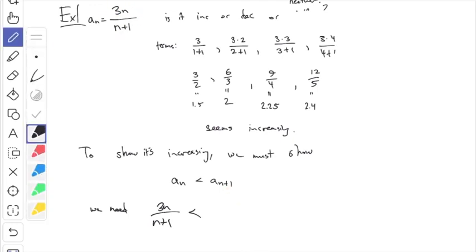So it looks like 3 times (n plus 1) divided by (n plus 1) plus 1. All right, that's what I get when I plug in n plus 1. We need this inequality to be true, and so it becomes our job to demonstrate that that inequality is true. Is it true or not? That's what we have to decide.